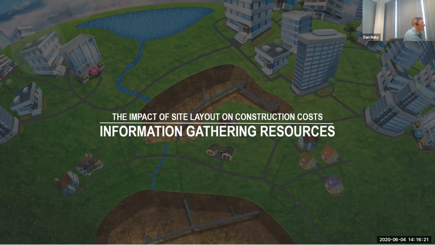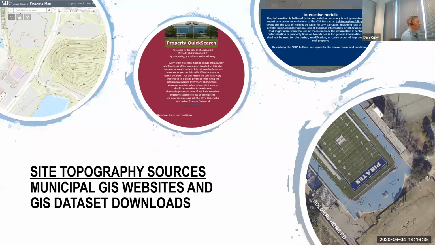The next step, now that we've identified the types of information that we want to gather, is where can we find that? And how can we inform ourselves to be able to know what we've got going on with our site? The first primary resource that's available broadly is information on municipal websites, online GIS, and the data sets that you can download from various municipalities, most of which are just available at your fingertips at your desktop.